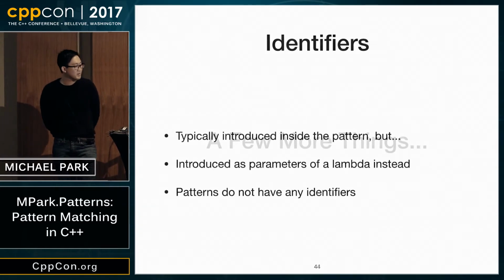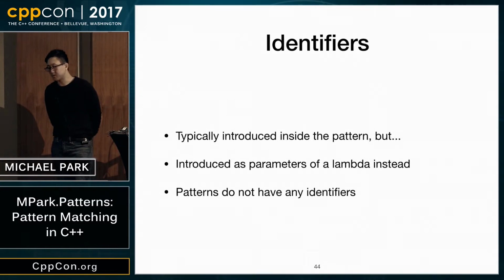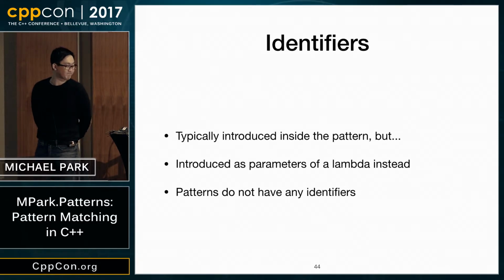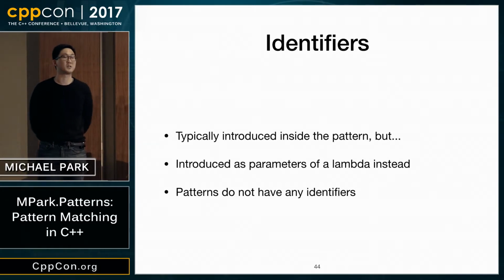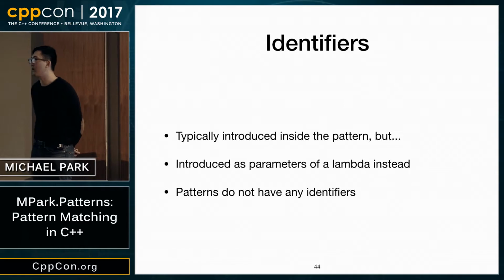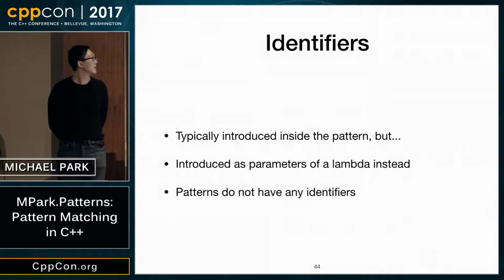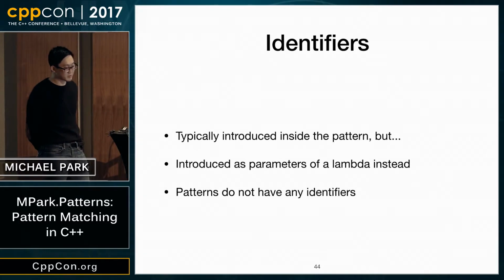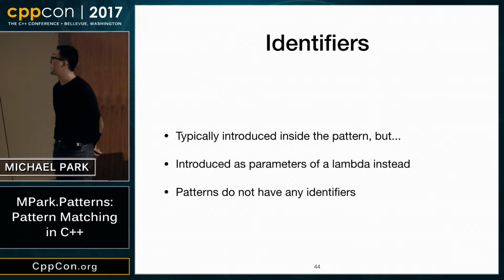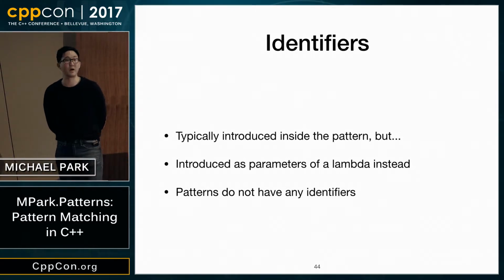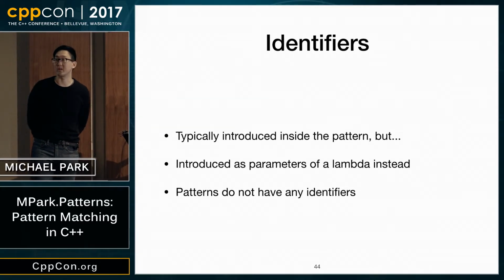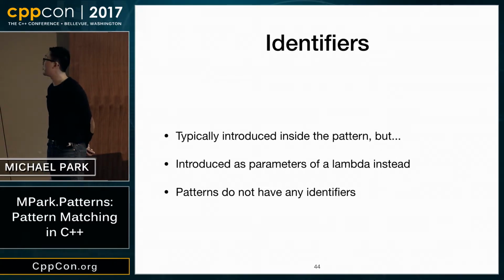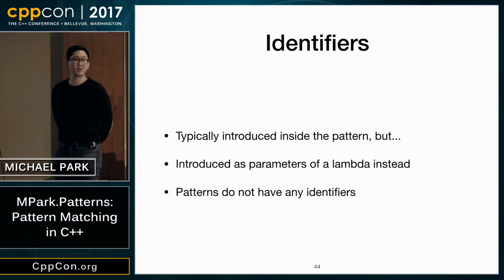I want to show you a few more things. These are some of the challenges that I ran into and some of the cool things I found. One of the challenges is introducing identifiers. There's only so many contexts and ways you can introduce identifiers in C++. In languages like Rust, which isn't a functional language per se, they allow you to introduce identifiers within the pattern. When we said point xy, we're introducing new identifiers in place, and we can use them on the right-hand side. We don't have that luxury in C++.